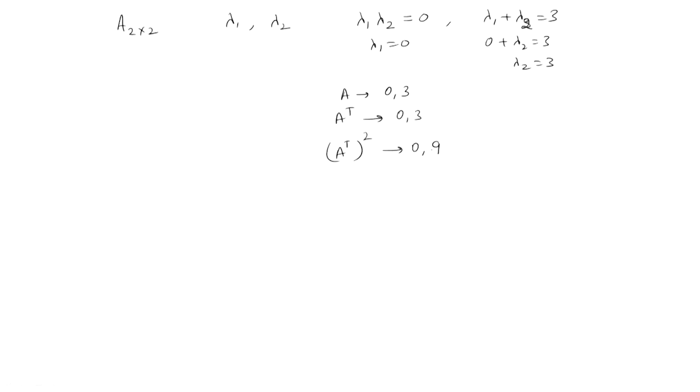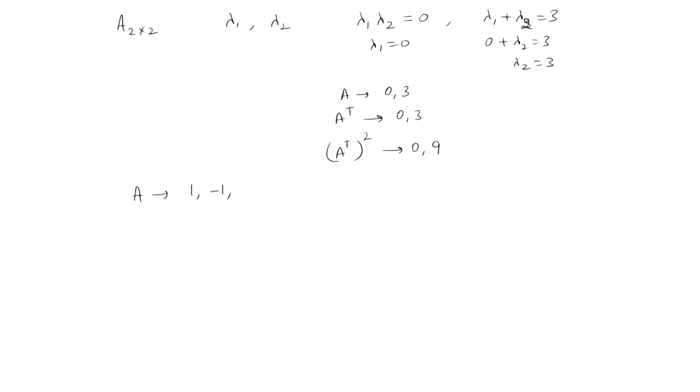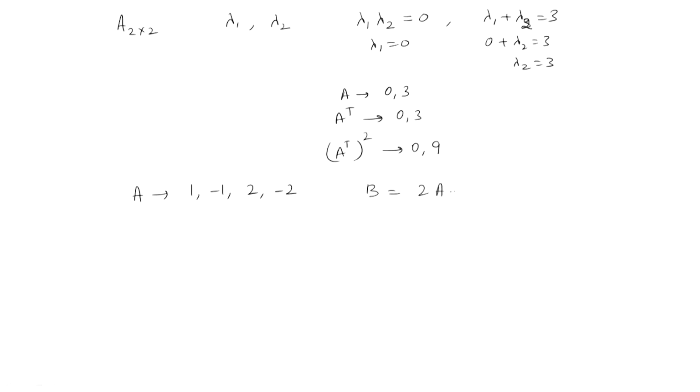The next one is, if A is a 4 cross 4 matrix with eigenvalues 1, minus 1, 2, minus 2, how can we find the eigenvalues of B? The eigenvalues of A are 1, minus 1, 2, minus 2, and B is given as 2A plus A inverse minus I. So it is some polynomial in A. The eigenvalue of B will be nothing but, if A has an eigenvalue lambda, then the eigenvalue of B will be 2 lambda plus 1 by lambda minus 1.